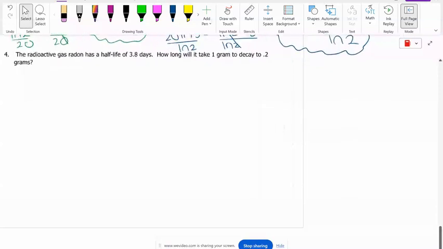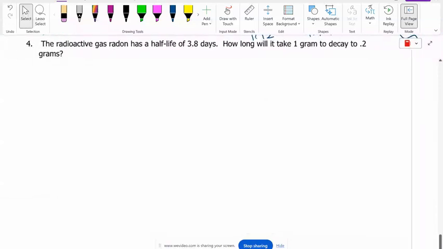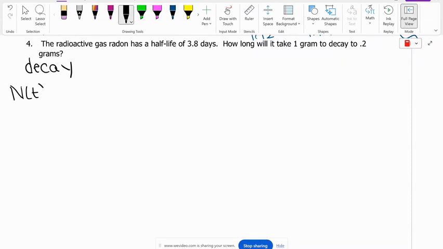Okay, let's do this last problem. The radioactive gas radon has a half-life of 3.8 days. How long will it take 1 gram to decay to 0.2 grams? Obviously, this is a decay problem, right? And so our decay formula is N of t is equal to N sub 0 times e. Now it's almost the same as population, but what's the only difference? It's a negative k versus a positive k. So this is negative k times t.